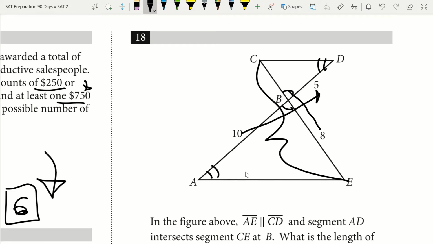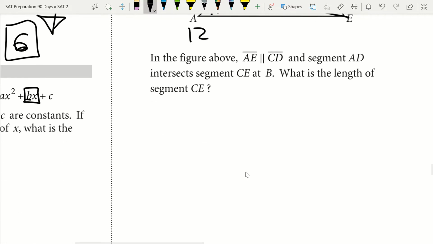So I want to go from 8 to 4 right here because I see that my similar triangle is going to have half of whatever it is on this side, which means we're going to have half of 8 be right here, which is 4. Now I add my 8 to my 4. I do that, and I'm going to get 12 as my answer for number 18. 12 will be my answer for 18.